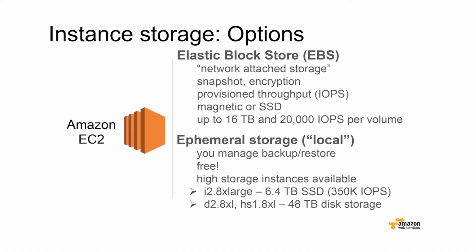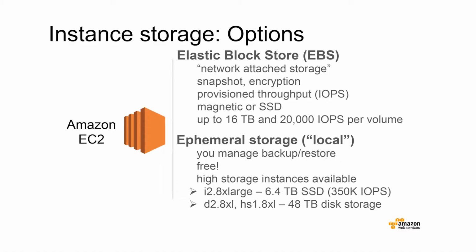But we also have the option of using magnetic or SSD-backed volumes, up to 16 terabytes and 20,000 IOPS per volume. And you can combine multiple volumes and create one large back end for a file system, for example. So I've done up to a couple of 100 terabytes using EBS volumes. And this is outside the compute instance, so this is separate.